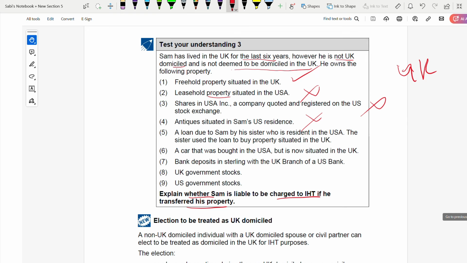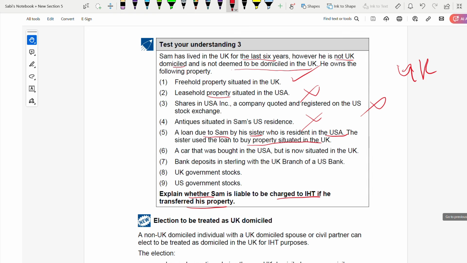Fifth one. Loan due to Sam by his sister who is resident in US. The sister used the loan to buy the property situated in UK. Read number 5 very properly. A loan due to Sam by his sister. Sister is resident in US. Sister is giving a loan to Sam. But the sister used the loan to buy the property situated in UK.